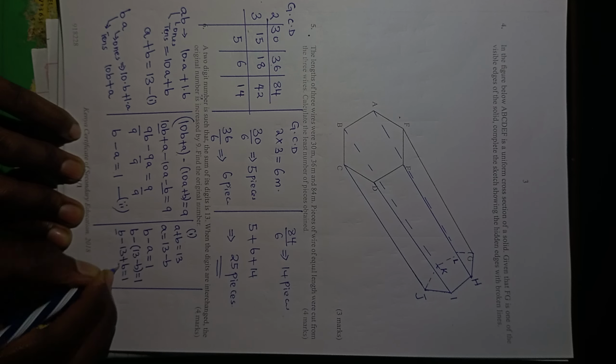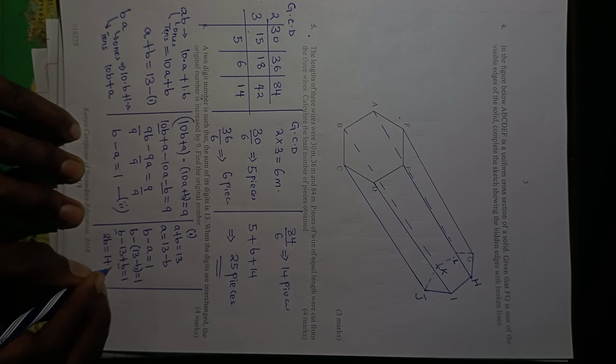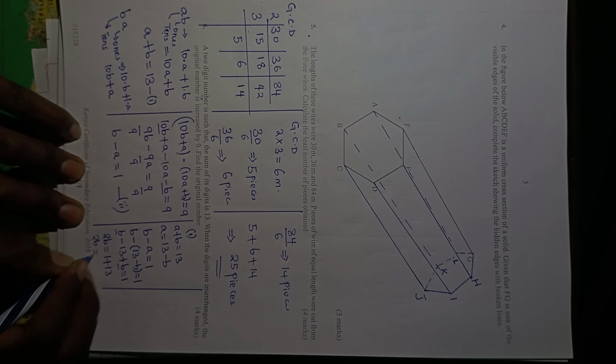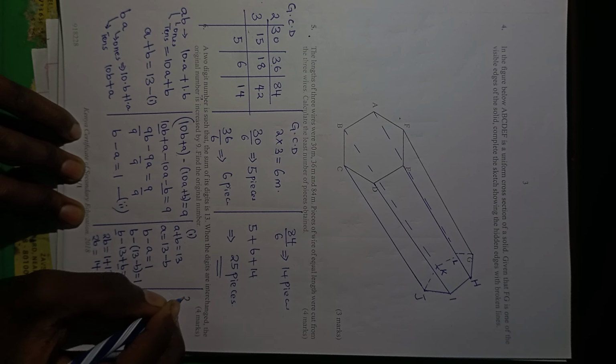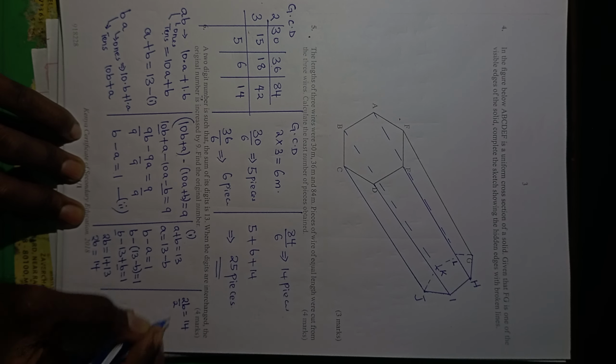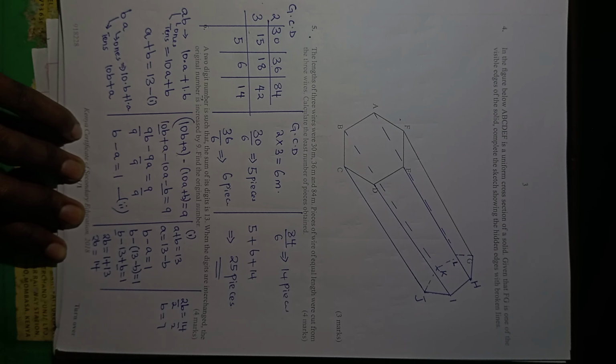So b plus b, this gives us 2b is equivalent to 1. Because this is minus, when it crosses an equal sign, it becomes plus 13. So 1 plus 13 is 14. So we're going to have 2b is equal to 14. So if 2b is 14, then we divide by 2 to get b. So the value of b will be 7.